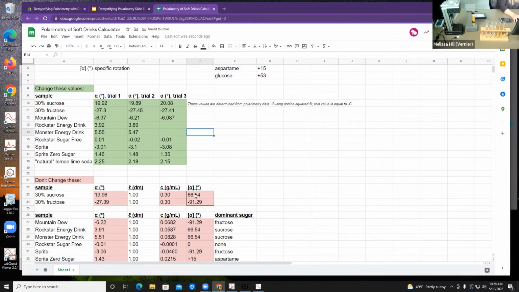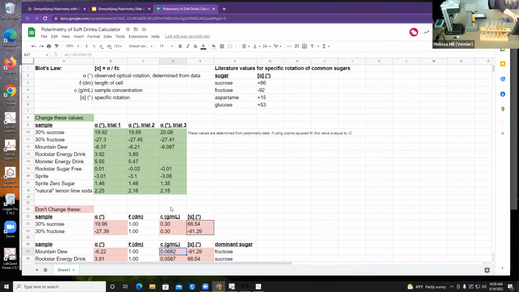I can use my specific rotation that I calculated here to calculate a concentration. So assuming the only sugar in Mountain Dew is fructose, it would have this concentration of fructose. It does get a little bit messy because there's more than one type of sugar, and there's more than one type of optically active sample in the Mountain Dew. But it gives students a really good feel for what's in the solution and how I can compare that to the label.